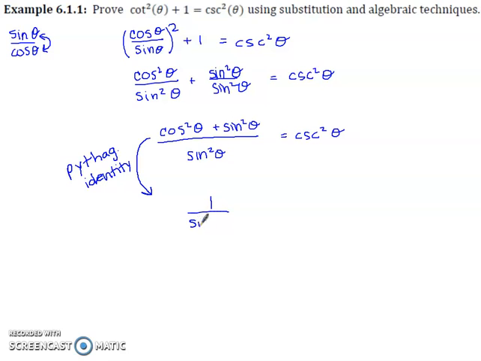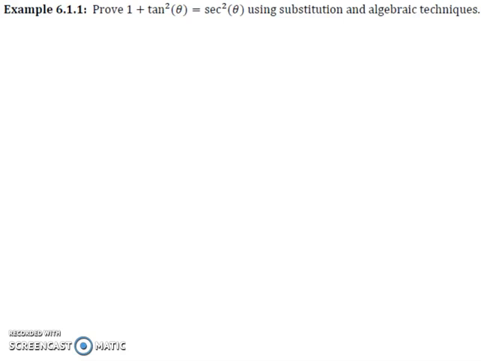So my denominator is sine squared of theta. Well, 1 over sine is cosecant, so 1 over sine squared actually becomes cosecant squared of theta, which is in fact equivalent to that right-hand side of my identity. So I have shown, using substitution and algebraic techniques, that this left-hand side of my equation is in fact equal to the right-hand side. Go ahead and take a moment to pause the video and use some similar techniques to prove the statement in example 611.